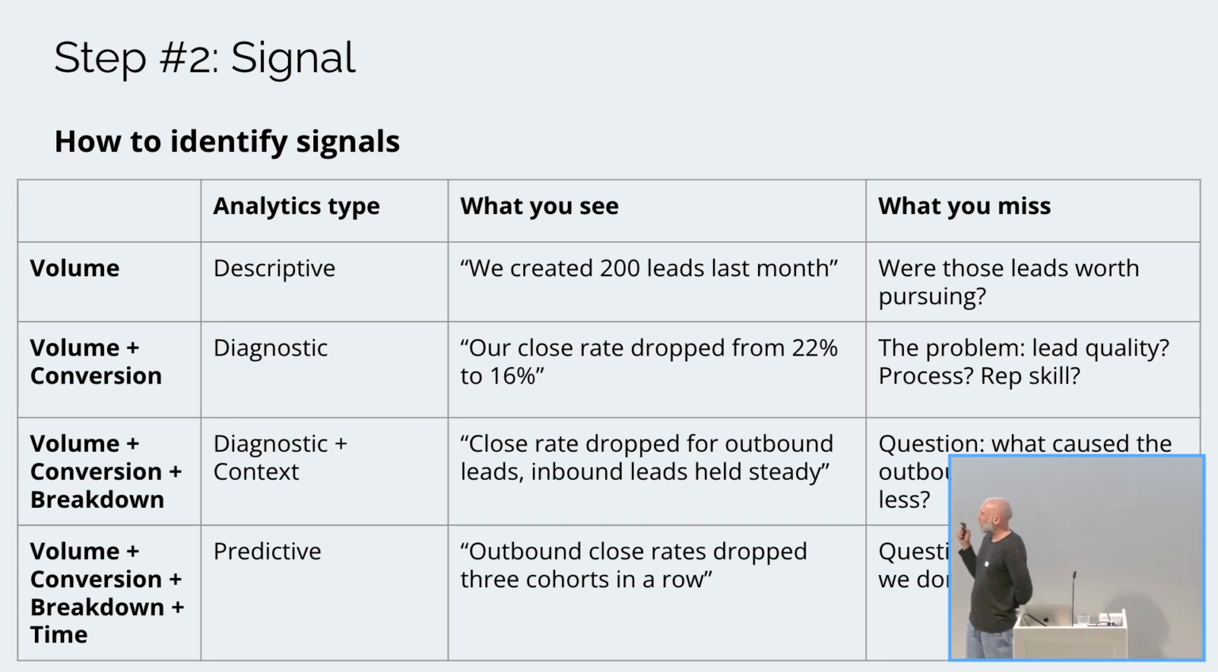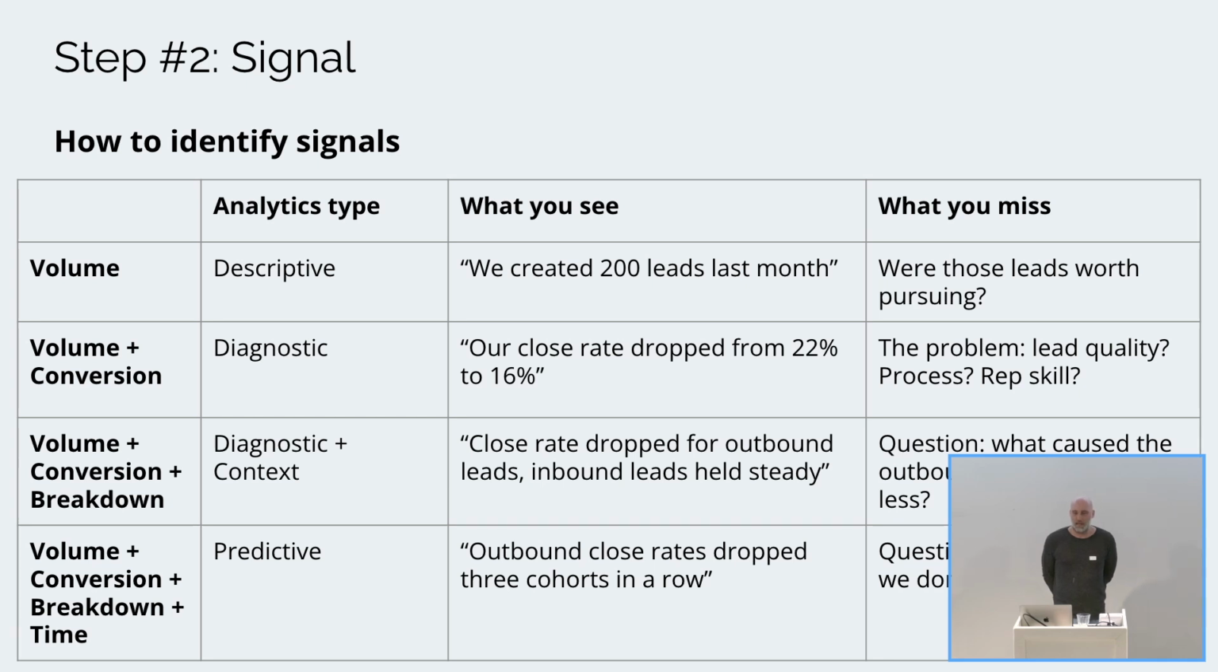If you look at only the volume metric, so we created 200 leads last month, what we don't know is which leads are worth pursuing, right? Second one, if we add conversion rate, then we have a diagnostic metric. Then we can see that our close rate dropped from 22 to 16%. But we still don't know what the problem is. Is it the lead quality, is it the process, or is it the skill of my reps?